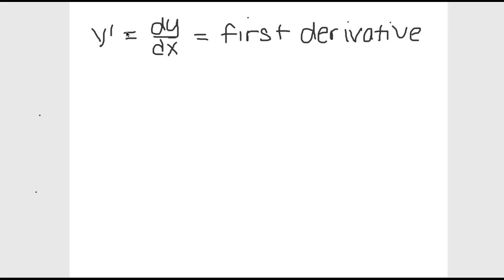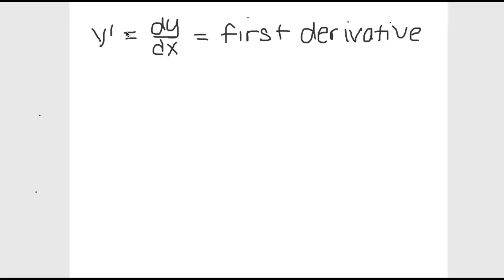Now in physics, you don't call something the first or the second derivative. You call them velocity or acceleration. So the first derivative is representative of velocity. The derivative of velocity is acceleration. So that is finding the second derivative.